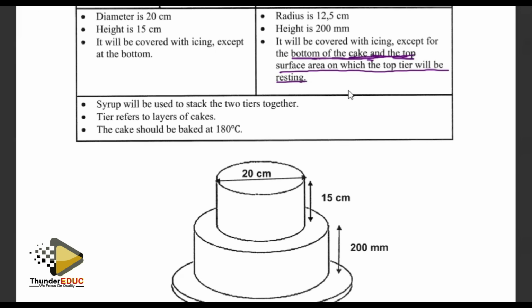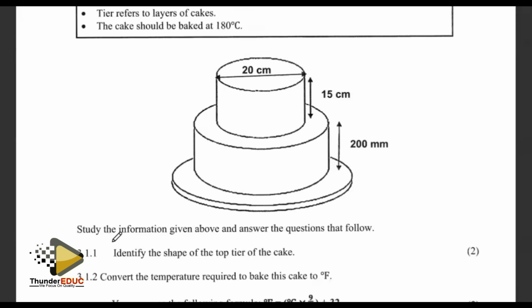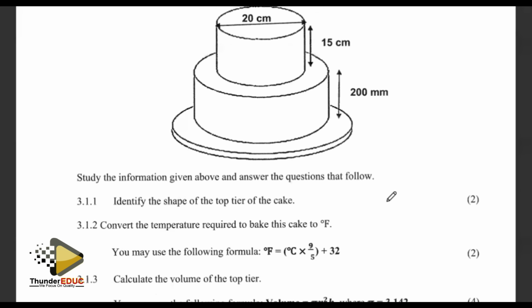All right. Here we go. The tier refers to the layers of the cake. The cake should be baked at 180 degrees Celsius. Study the information given above and answer the questions that follow. Identify the shape of the top tier. Definitely everyone can see this.